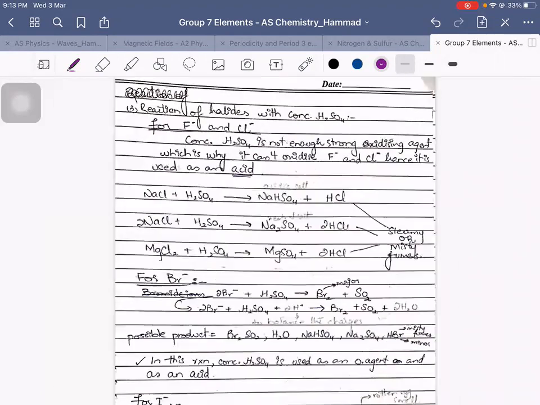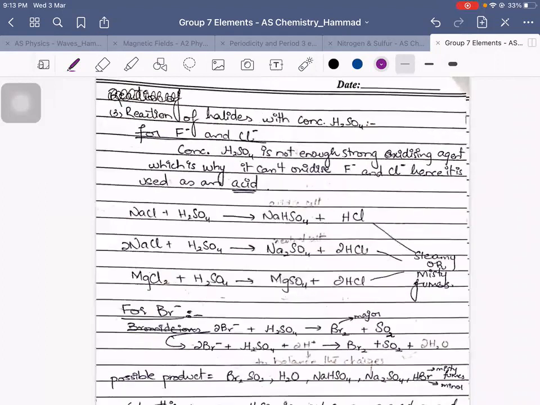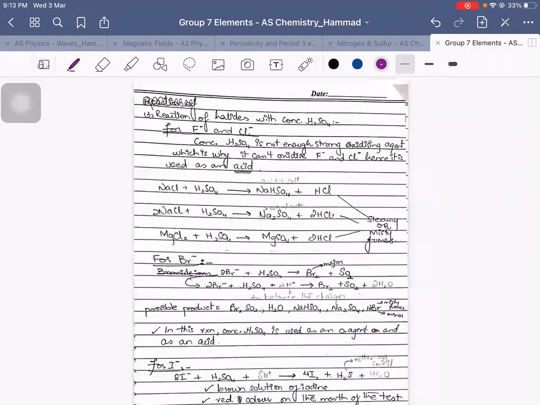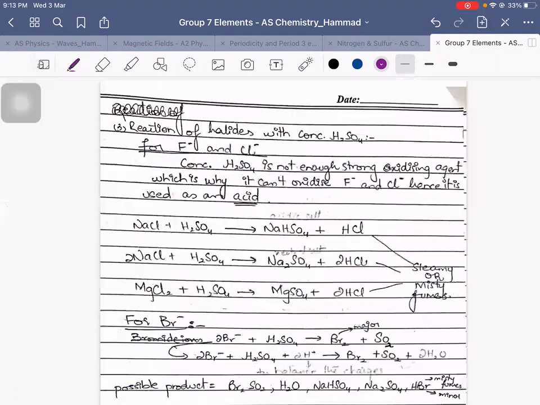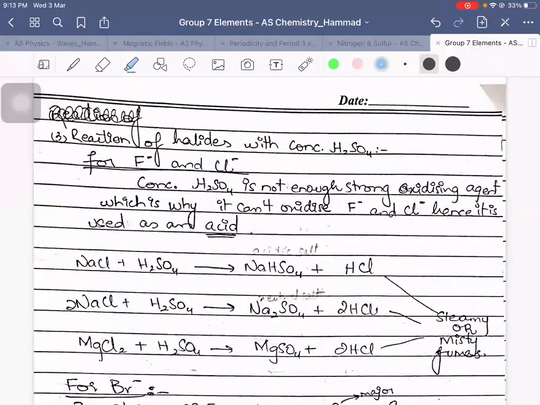So reaction of halides with concentrated H2SO4. Please understand that concentrated H2SO4 is not a strong enough oxidizing agent, which is why it can't oxidize F minus and Cl minus. Hence, it is used as an acid with them, right? So NaCl with H2SO4 will give you an acidic salt and an acid.